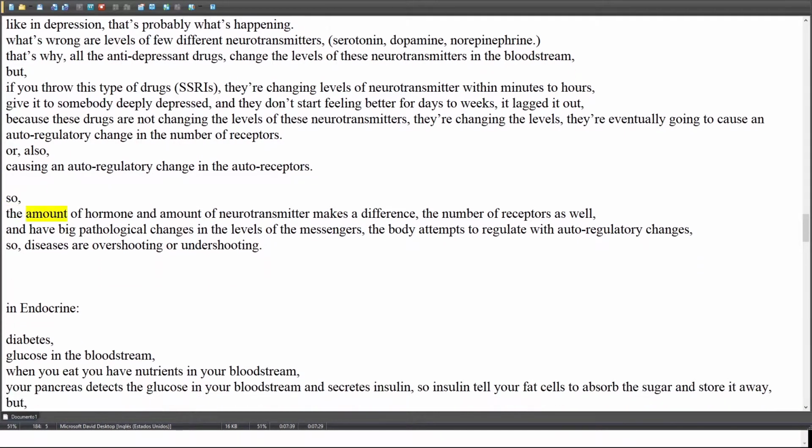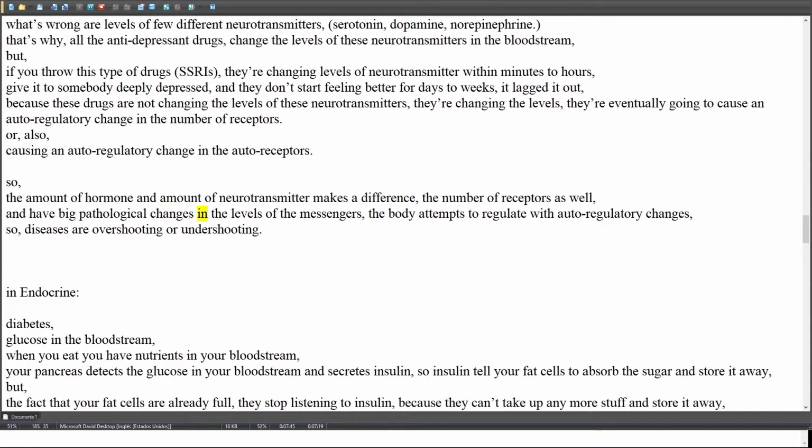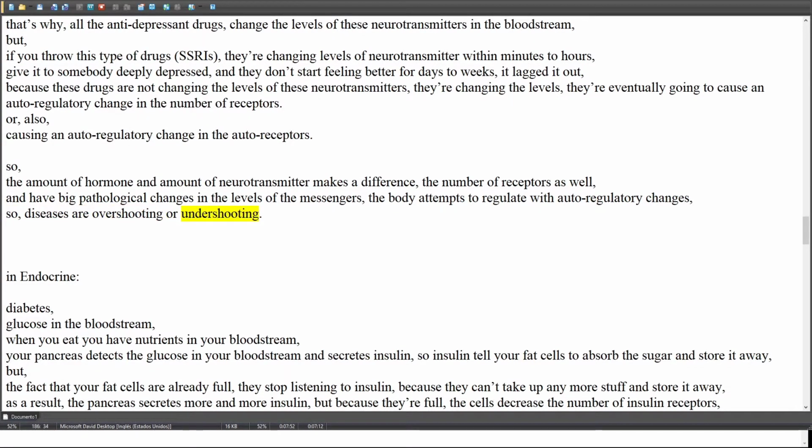So, the amount of hormone and amount of neurotransmitter makes a difference, and the number of receptors as well. With big pathological changes in the levels of the messengers, the body attempts to regulate with autoregulatory changes. So, diseases are overshooting or undershooting.